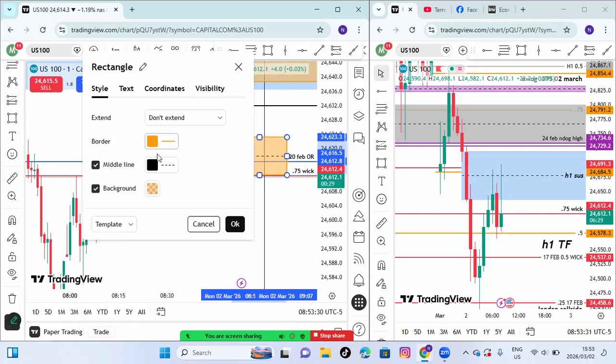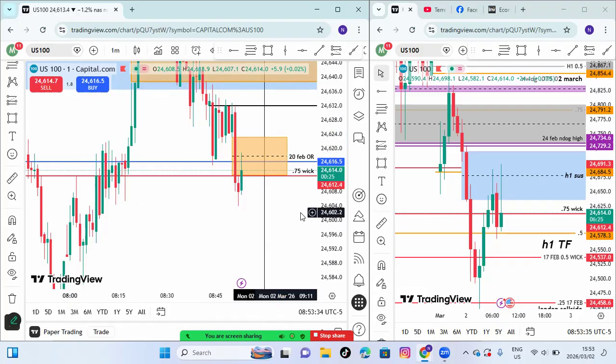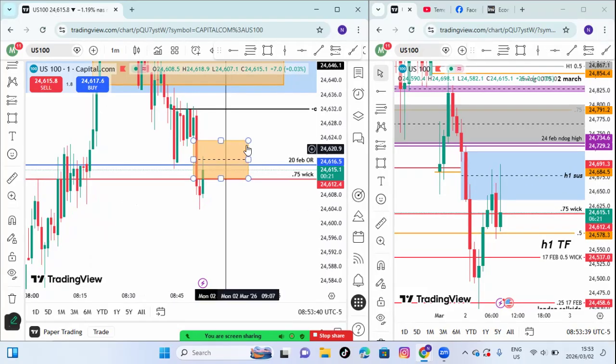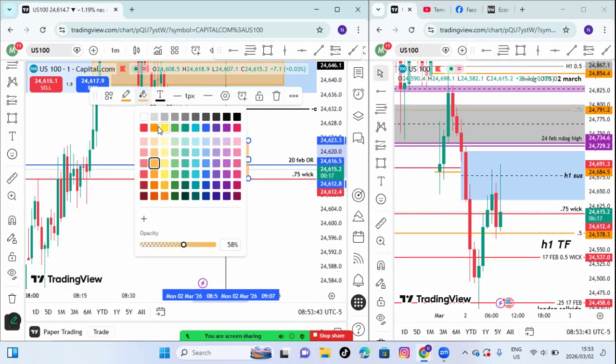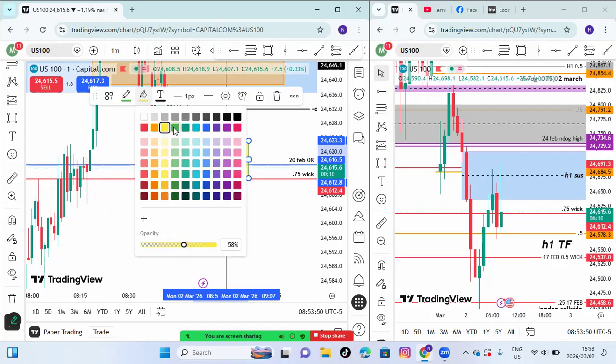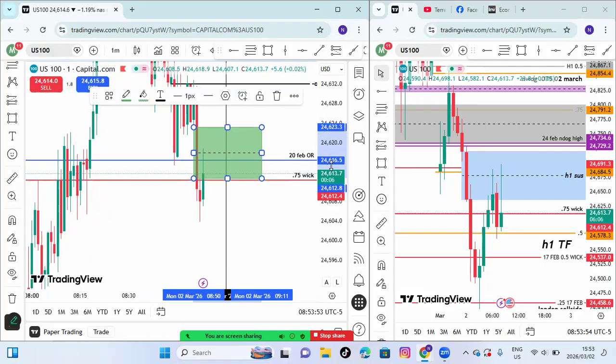I wanna see something in the border. Border shouldn't be that thick. Let's do the same color. Another one. Yellow. Green. Let's go with green, right? Greeny. Yeah, I'd like to see that being respected there.